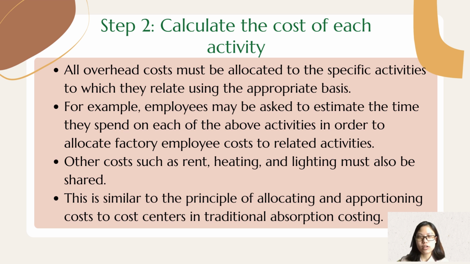Step 2 is to calculate the cost of each activity. All overhead costs must be allocated to the specific activities to which they relate using the appropriate basis. For example, employees may be asked to estimate the time they spend on each of the above activities in order to allocate factory employees' costs to related activities. Other costs such as rent, heating, and lighting must also be shared. This is similar to the principle of allocating and apportioning costs to cost centers in traditional absorption costing.